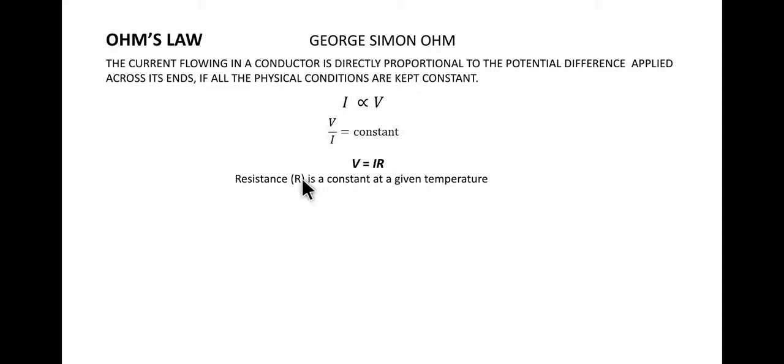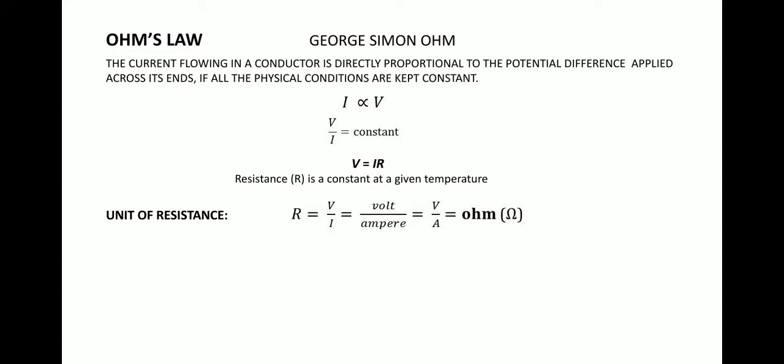And what is this R? R is called the resistance. So let's look at the unit of resistance. Since R is equal to V by I, and V is in volt and I is in ampere, volt by ampere is equal to ohm. Ohm is the unit which is also represented as the Greek letter omega.